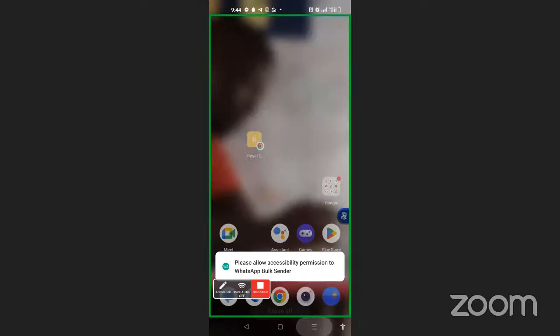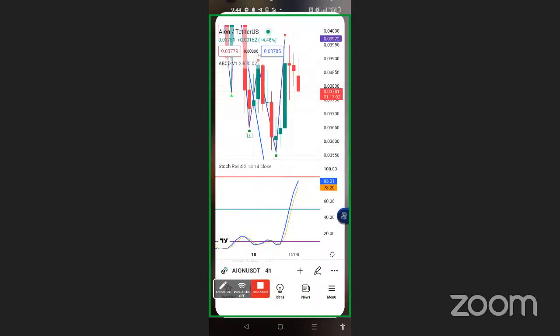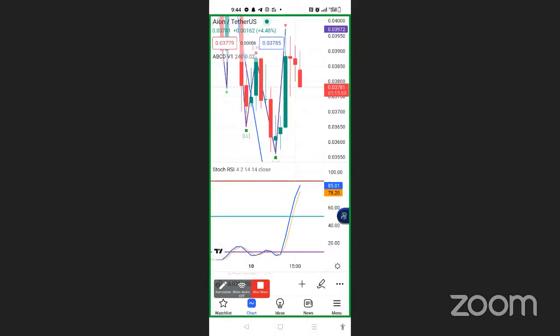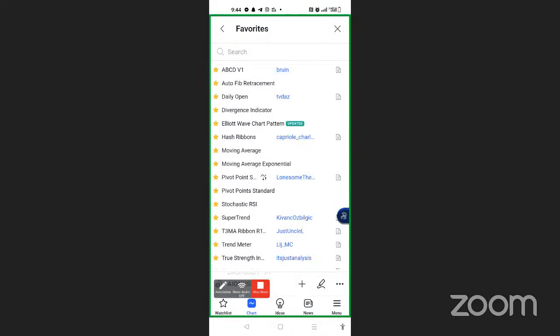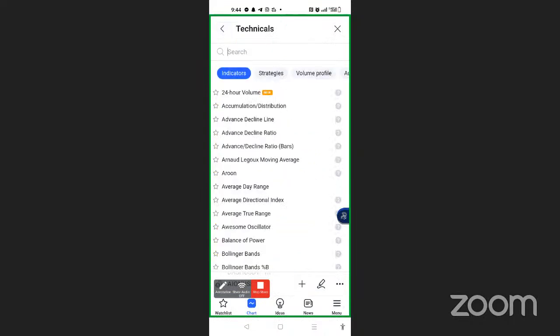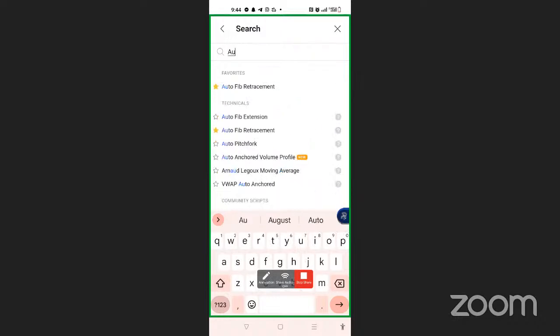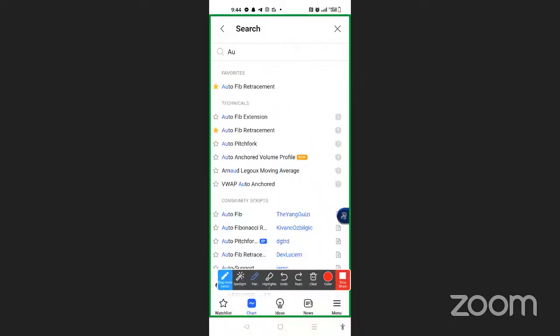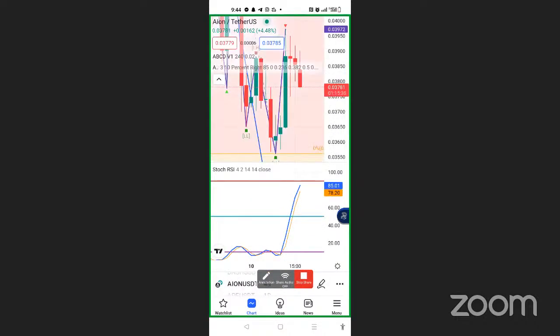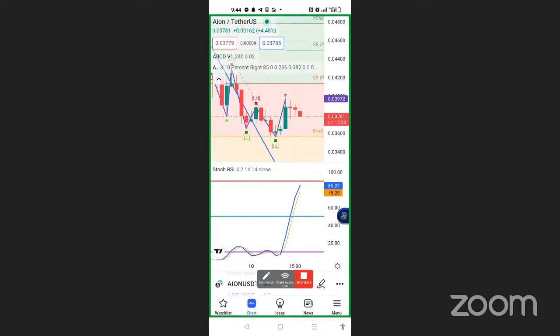Okay, now let's go to our last indicator for today. When we go to technicals, it is called the auto Fibonacci retracement indicator. Very important. The auto fib. All right, so it gets into our screen.